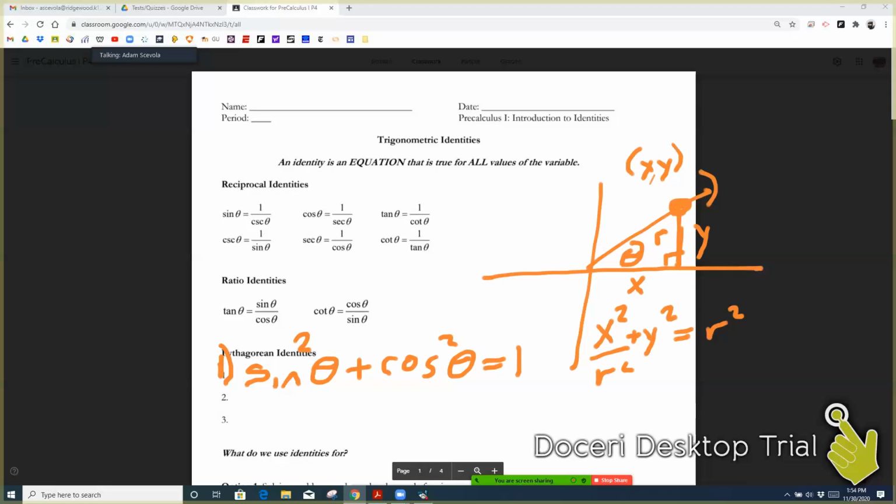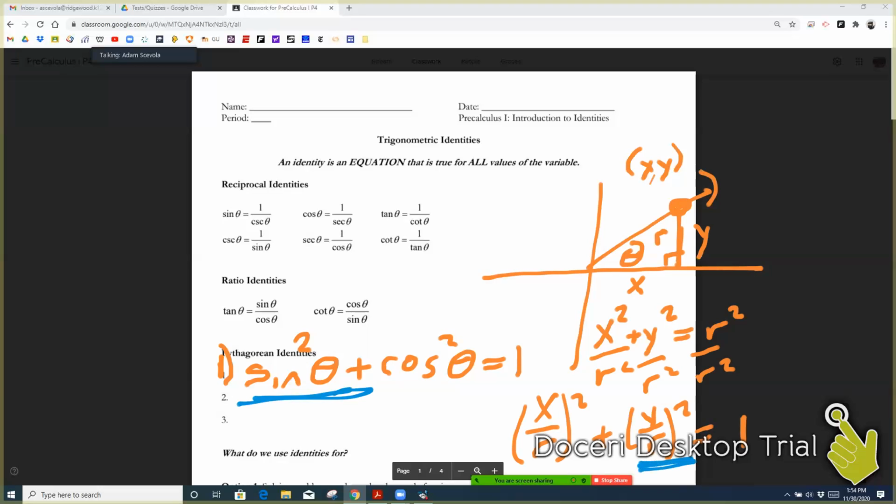Now, if you divided everything by r squared, you get x squared over r squared, plus y squared over r squared, is equal to r squared over r squared, which is 1. Well, what's y over r? That's sine. So sine squared is equal to y over r squared.